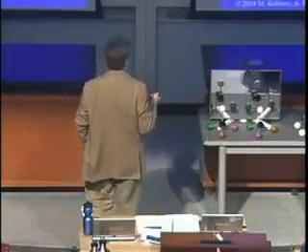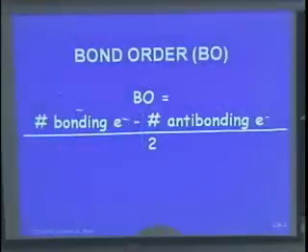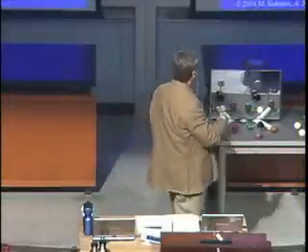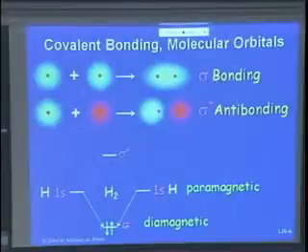So the bond order in this molecular orbital theory is the number of bonding electrons minus the number of anti-bonding electrons, divided by 2. There are 1, 2, these are bonding electrons, this is 2, minus the anti-bonding electrons is 0, divided by 2, bond order is 1, okay? Single bond. All right, let's do this. And this one is paramagnetic, and this is diamagnetic. So this is not magnetic at all.